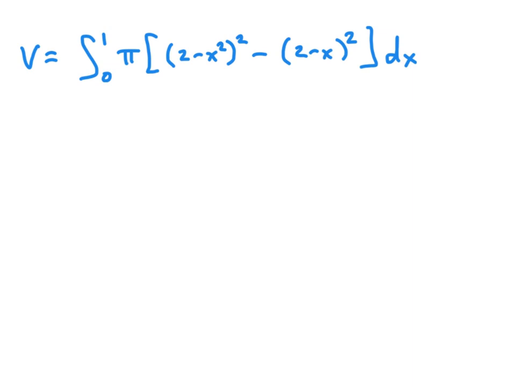Computing this integral is not difficult, but it is a little tedious because before we do any kind of calculus, we need to simplify the expression in brackets by squaring out each of the terms, subtracting, and simplifying by combining like terms. The details are going to be left to you, but when this is done properly, the correct volume should end up being 8 pi over 15.